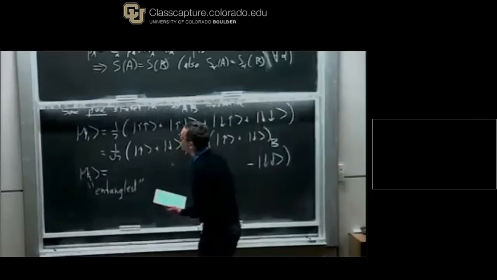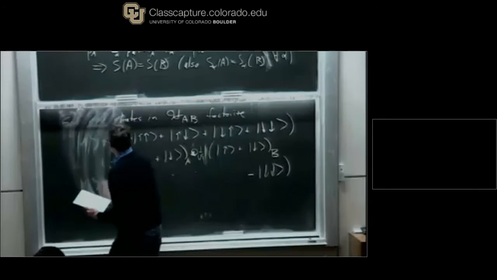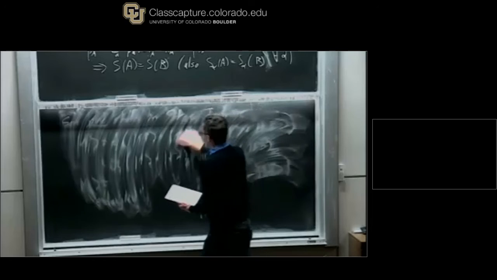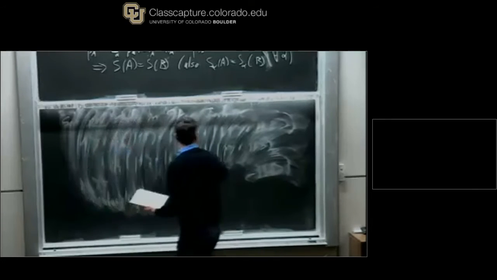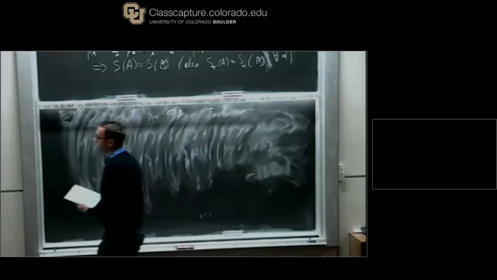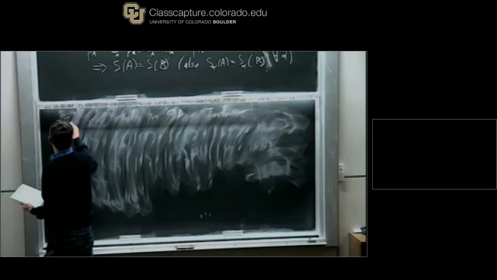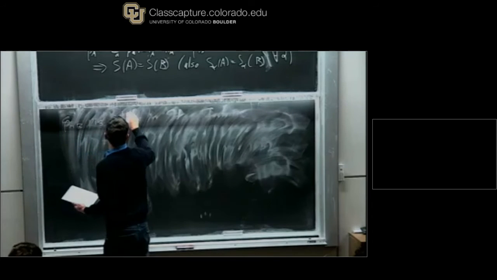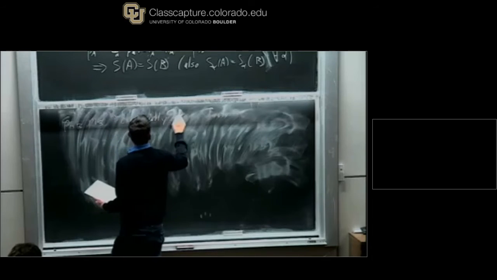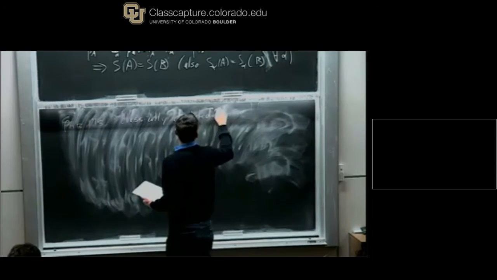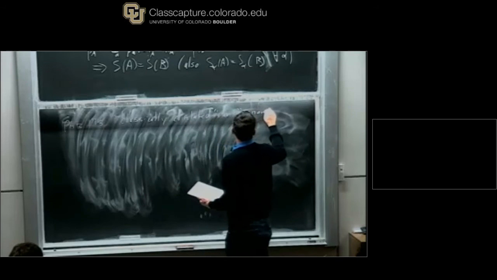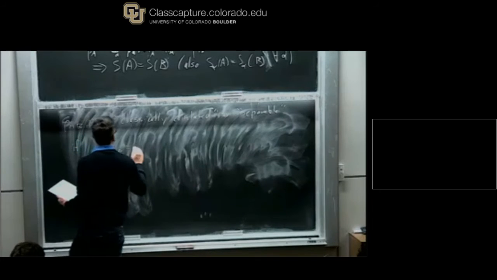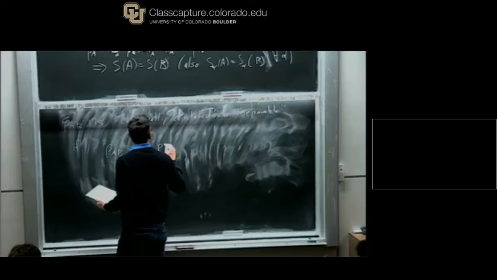I've come to the end of my algorithm for board work. What do I mean by correlated in this context? I only defined entangled for pure states. Let me define classically correlated. Rho AB is classically correlated, also called separable, if it can be written in this way, as a convex combination of product states.